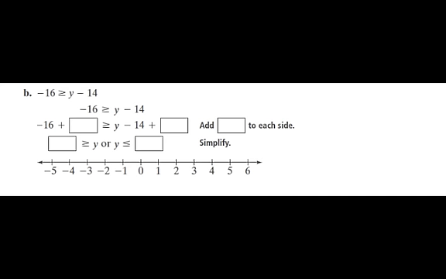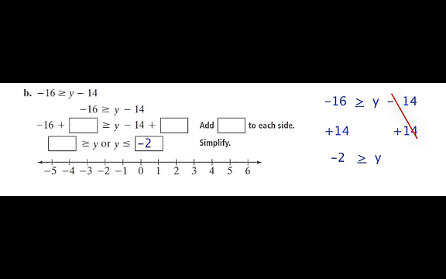For example B, we have negative 16 is greater than or equal to y minus 14. Again, we're trying to get y by itself, so we're going to add 14 to both sides. On the left-hand side, we have negative 16 plus 14, which gives us negative 2. On the right-hand side, subtracting 14 and adding 14 cancel each other out, so you're left with y. You can think of this as y is less than or equal to negative 2.